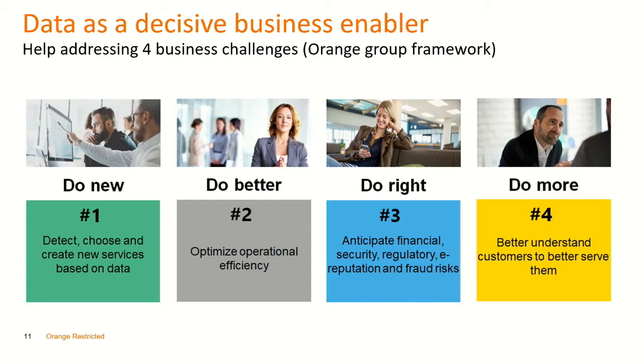Do better is mainly consisting of optimizing the operational efficiency via, for example, the deployment of KPI and the real-time monitoring of those KPI to measure the performance. And according to a Gartner survey, artificial intelligence deployment will help to improve efficiency and create $2.9 trillion business value by 2021. The third category is to do right.